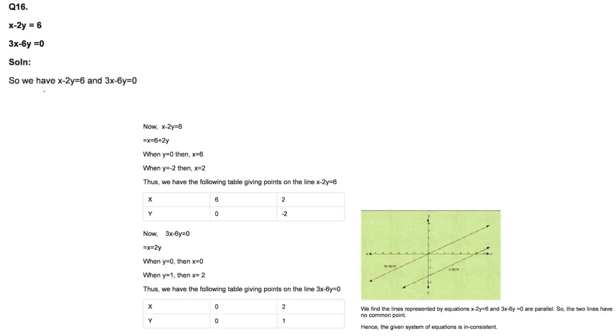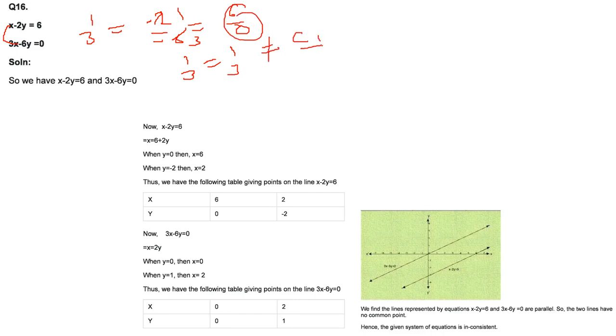Again, x minus 2y equal to 6, 3x minus 6y equal to 0. Here also a1 by a2, that is 1 by 3, equal to minus 2 by minus 6, that is 1 by 3, and c1 by c2 is 6 by 0. So 1 by 3 is equal to 1 by 3, a1 by a2 and b1 by b2 are equal, but it is not equal to c1 by c2. That is 6 by 0, that is infinite. So these two are equal, this is not equal, that means these two are parallel lines.